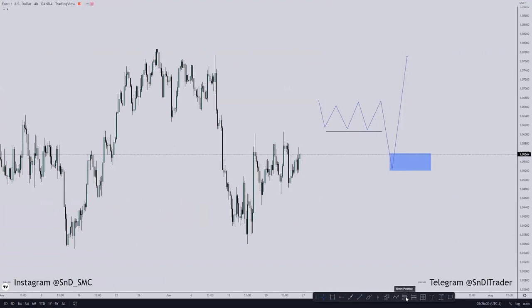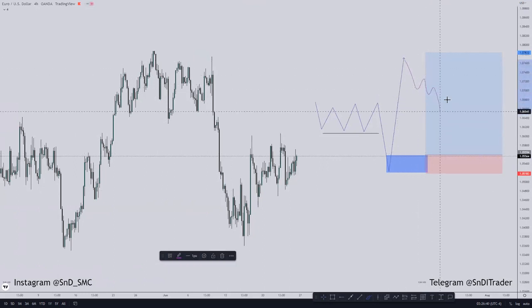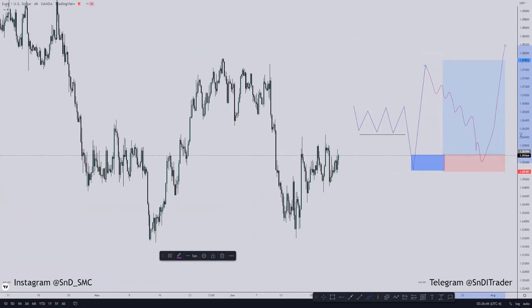So this will be your good entry point, targeting some sort of liquidity on the upside, and price might come again, mitigate the lows, and boom, towards the upside.